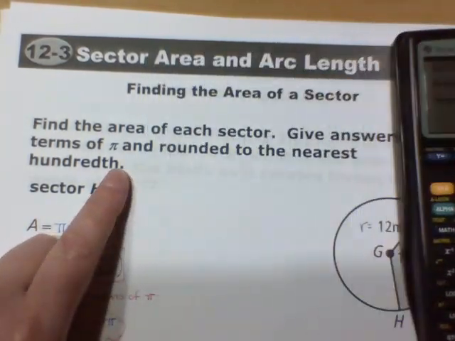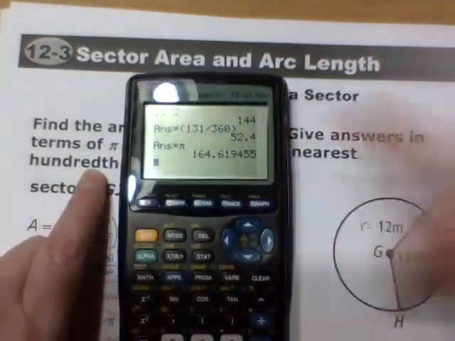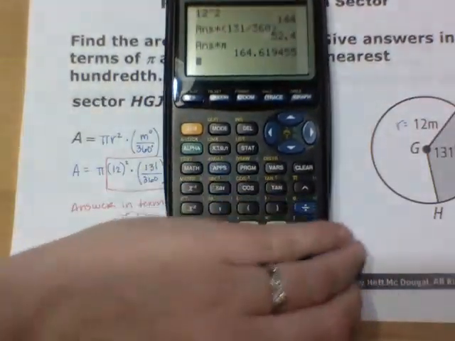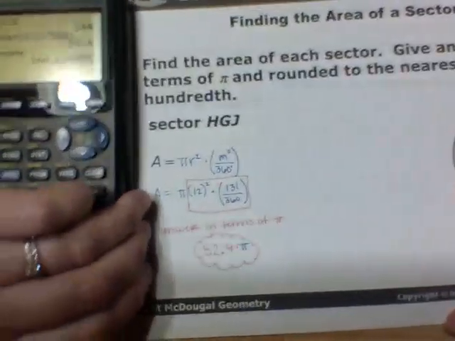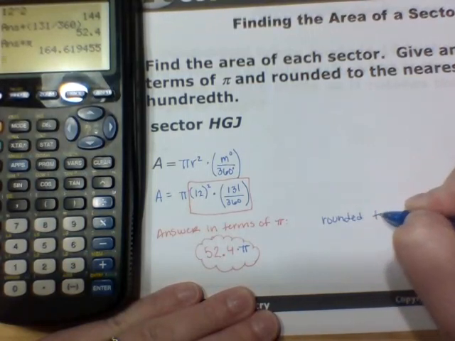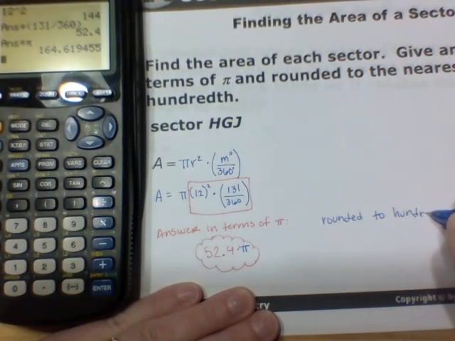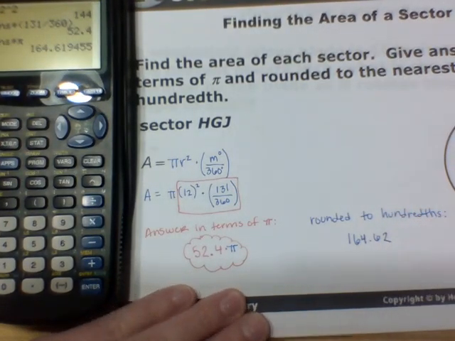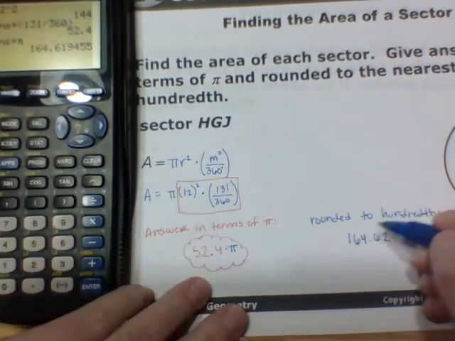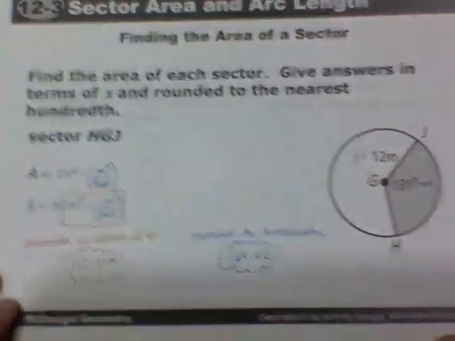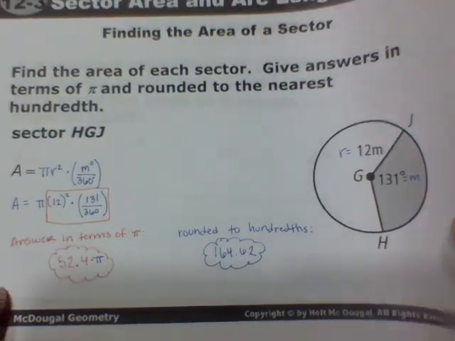164.619, etc. And they want you to round to the nearest hundredth. So that means 2 decimal places. So rounded to the nearest hundredth is going to be 164.62 because the 9 tells that 1 to become a 2. So those are our 2 solutions. All right, easy peasy.